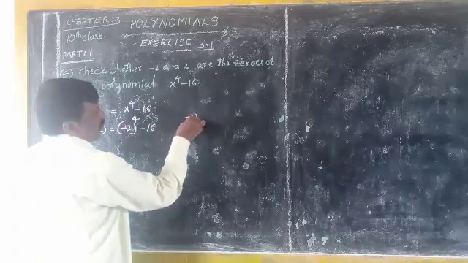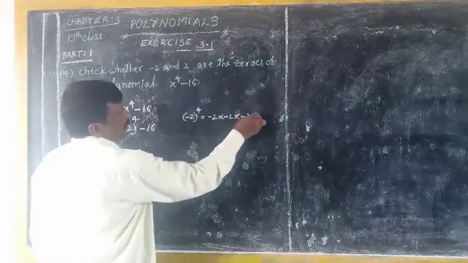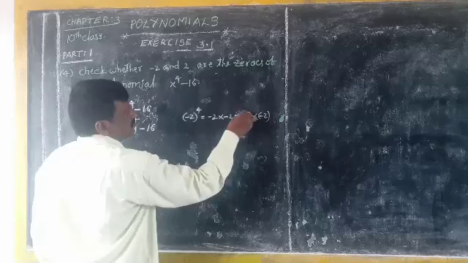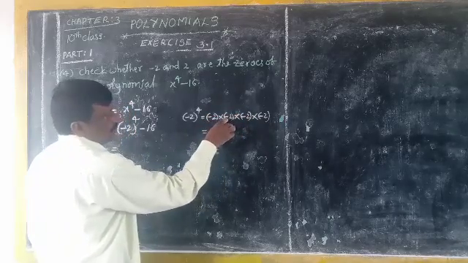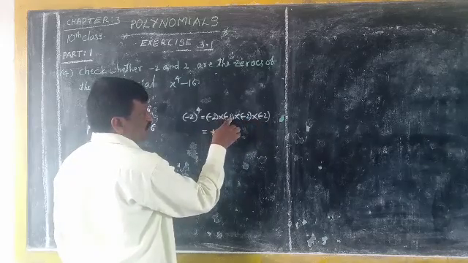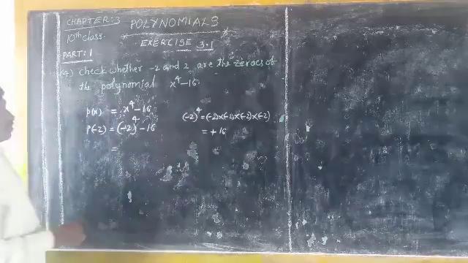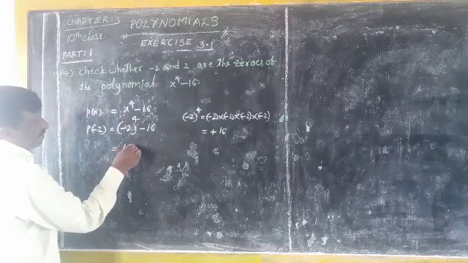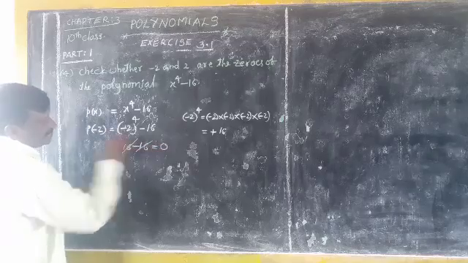Minus 2 whole to the power of 4 means minus 2 into minus 2 into minus 2 into minus 2. Minus minus is plus, plus minus is minus, minus minus is plus. 2 to the 4: 2 twos are 4, 4 twos are 8, 8 twos are 16. So minus 2 to the 4 is equal to 16. 16 minus 16, the 16s cancel, giving 0.